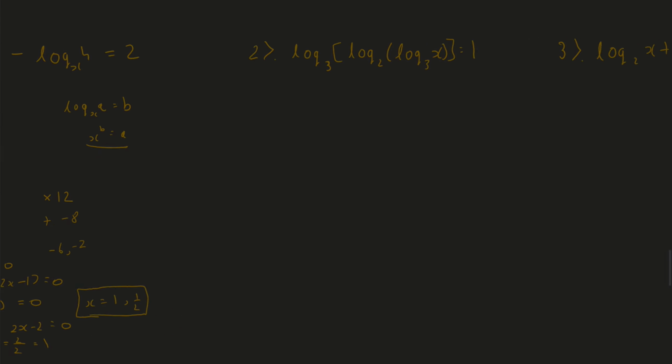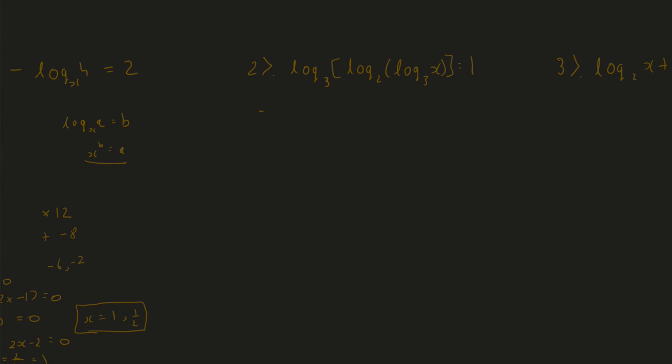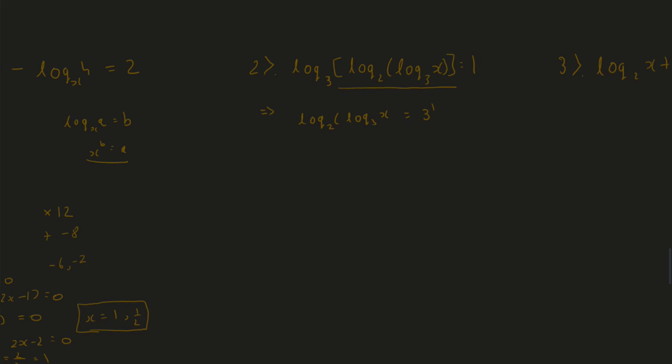Okay, similarly, the second question is also pretty simple. We can just use the definition again here. So log, and whatever is inside the log, let's write it down. Log of log x to the base 3 to the base 2 is just going to be equal to 3 raised to 1 using the definition.